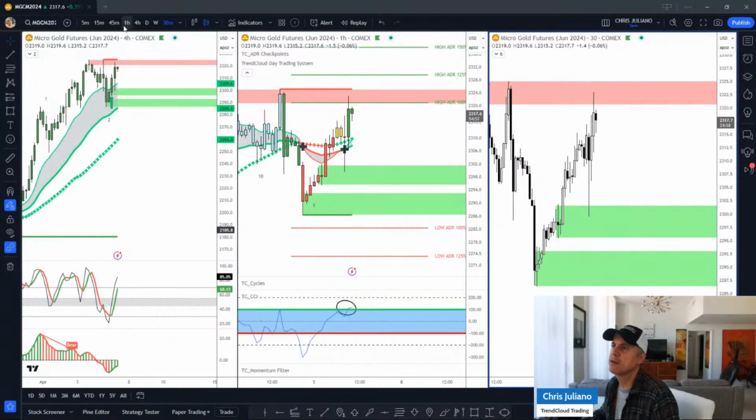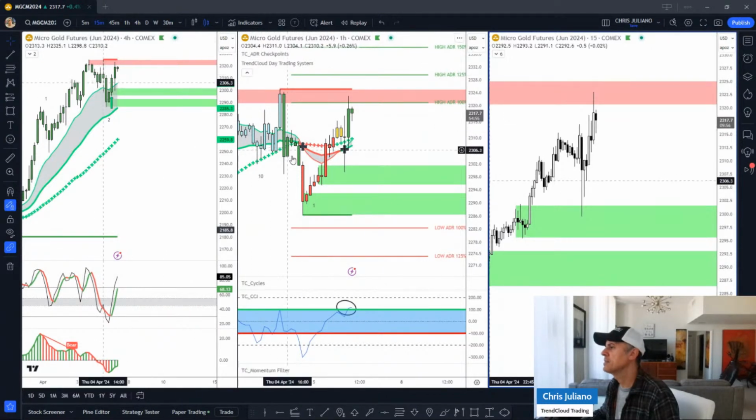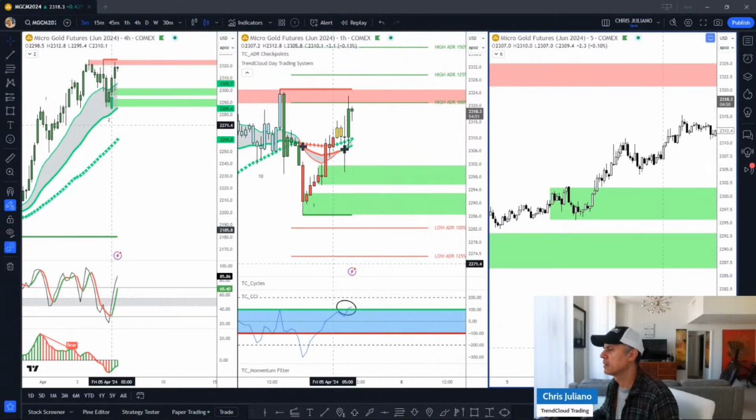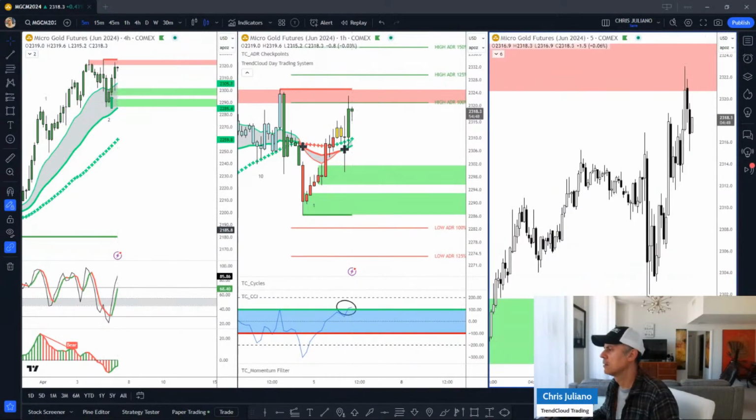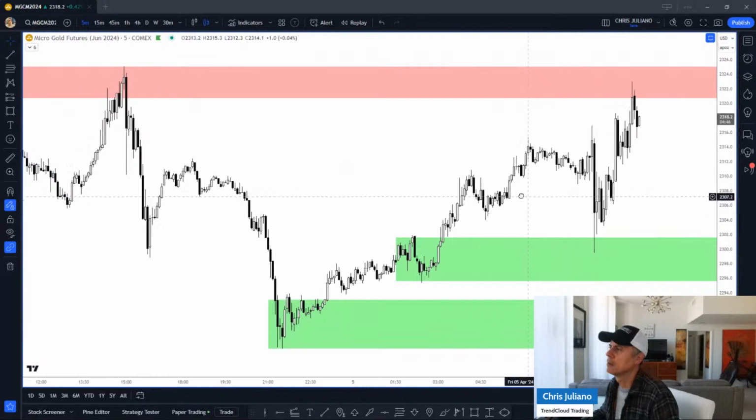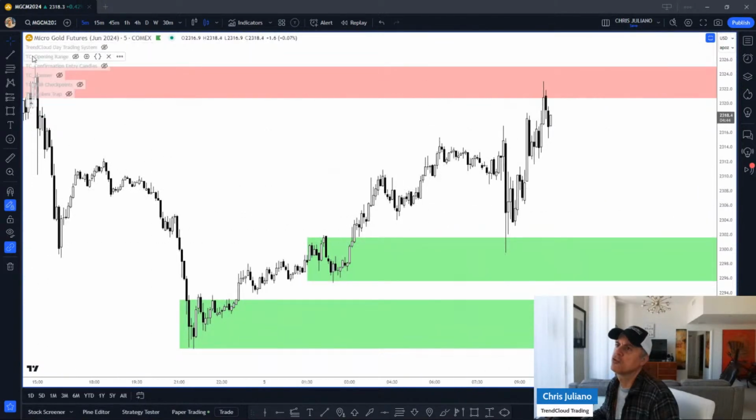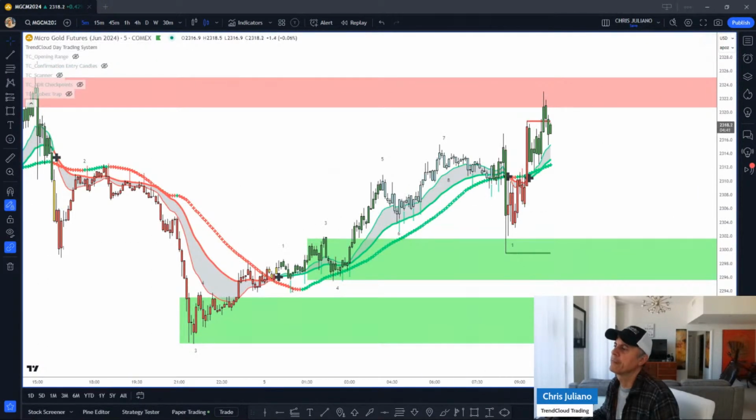What does that look like on the 15? Okay, how about the 5? Let's recalculate. Put TrendCloud on there. The 5-minute chart became extended, went sideways, tried to make another move and pulled down. Recalculation, continue the move up.